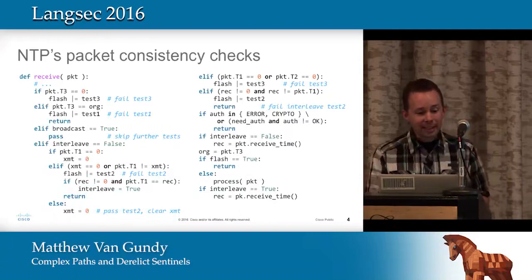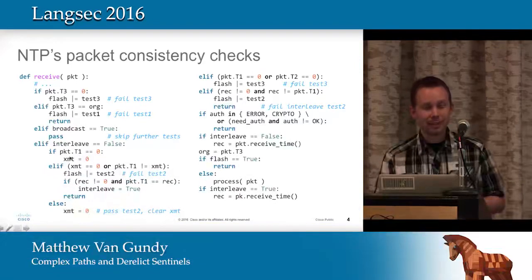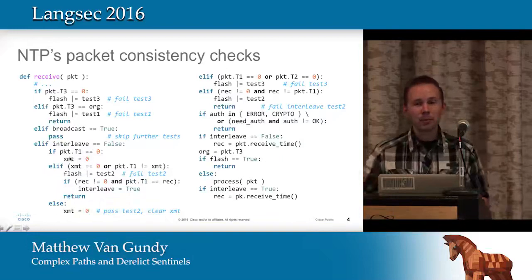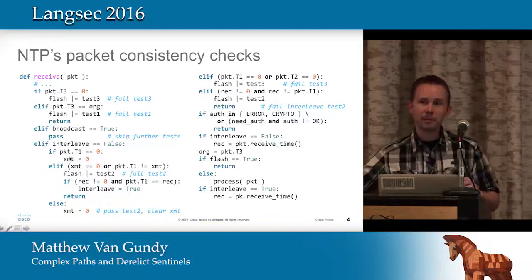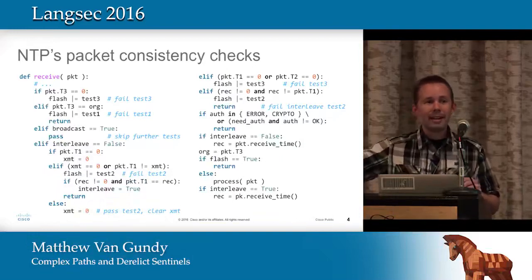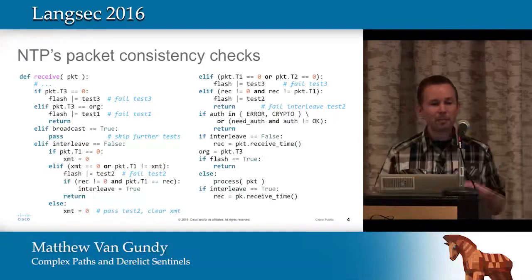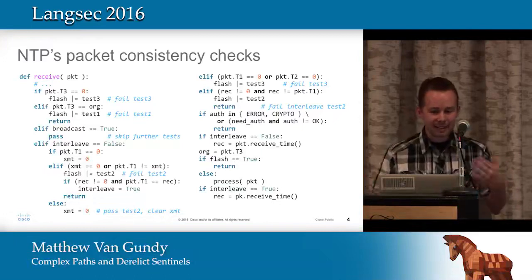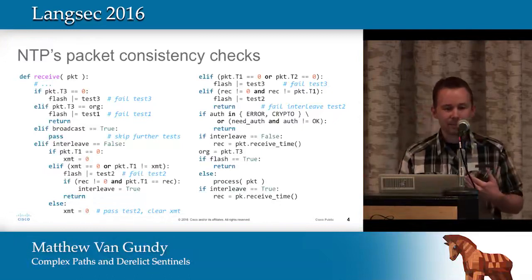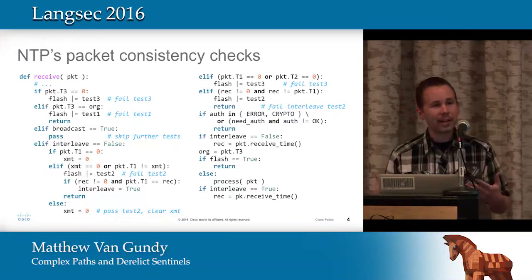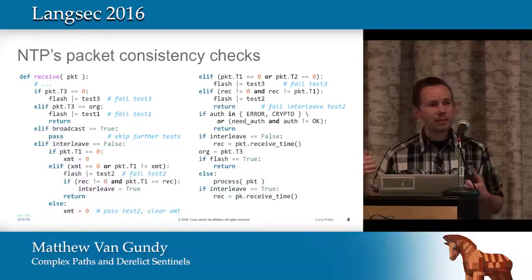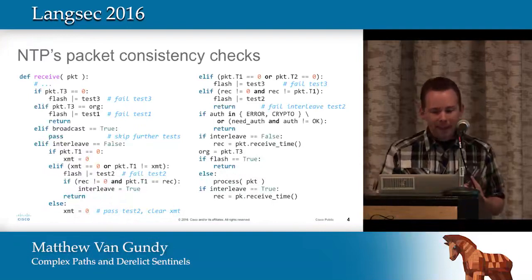So it turns out that this is an artifact of symmetric mode. Because what happens is when one side goes down in symmetric mode and comes back up, it's going to send a 0 in its origin timestamp. And so in order to support that, NTP has basically bypassed its own nonce checking in its set of packet consistency checks. And so what this will allow an attacker to do is to put 0 in the origin timestamp of any packet and basically bypass that nonce check.